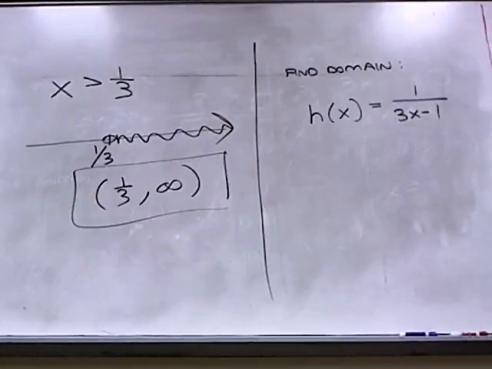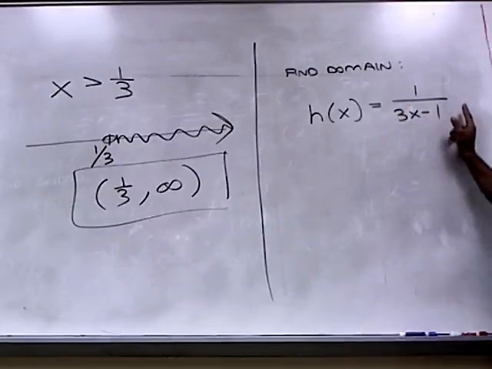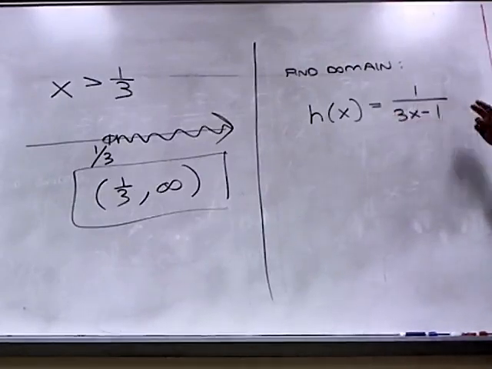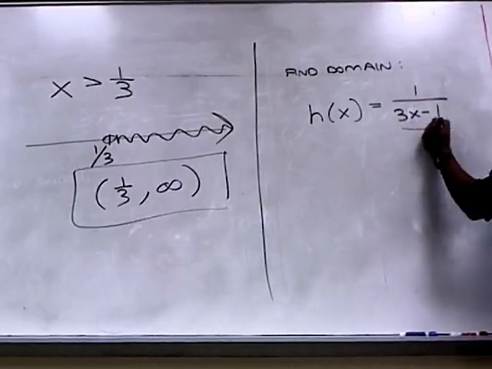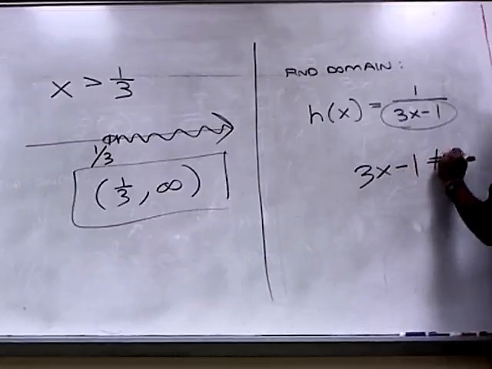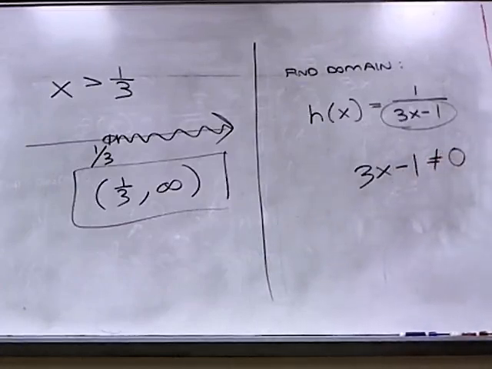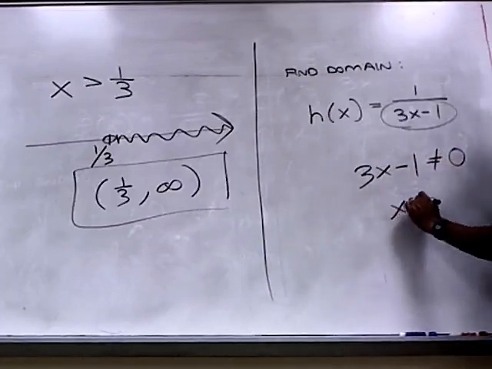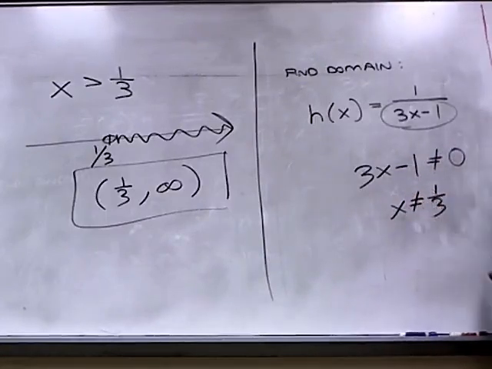That's very similar to what we just did, isn't it? Except we don't have the square root, which means we don't have to concern ourselves with that part of it. The only thing we need to make sure of is that that part is not 0. The denominator can't be 0. And if you go through and move things around like we did a second ago, you get x cannot be equal to 1/3. Do y'all see that?